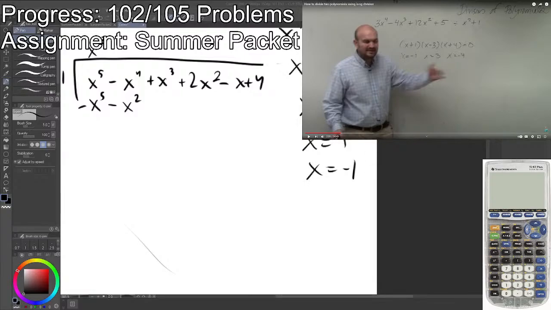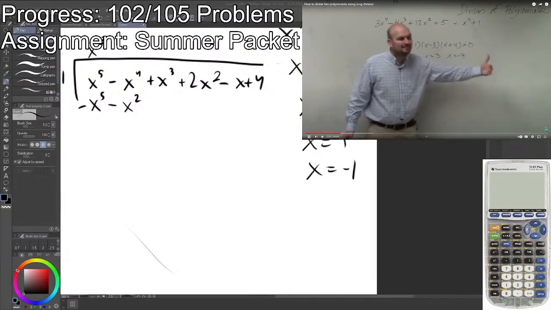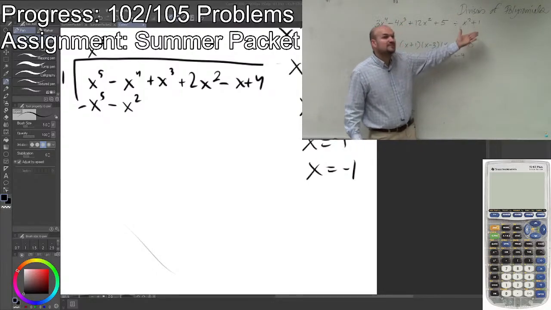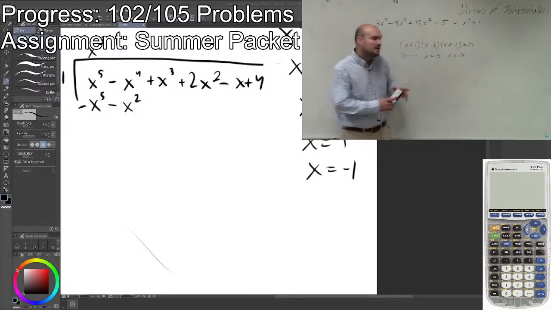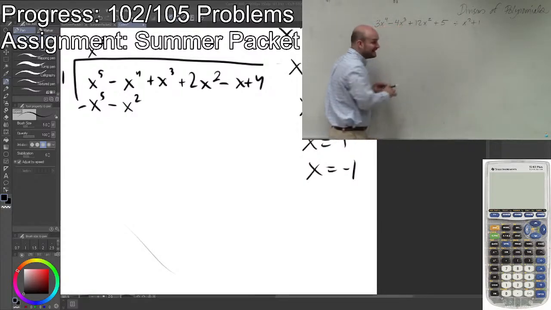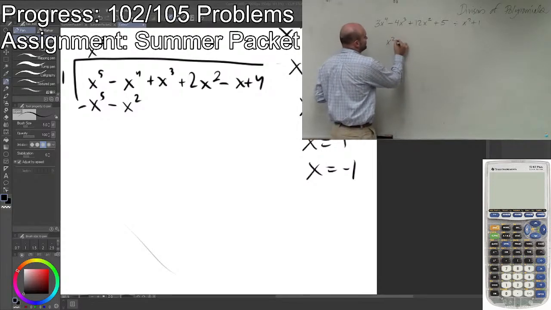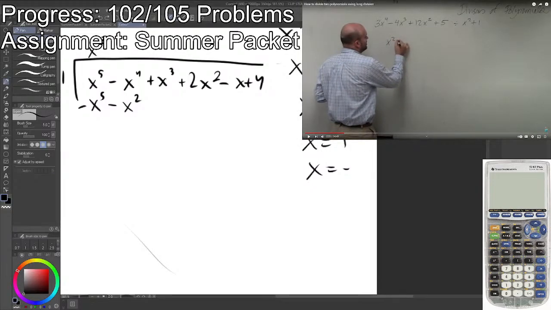I'm getting a little ahead of myself, but I just want you guys to understand that if this is a factor, you can find the zeros from that. But before we get to that, we want to understand, is this first a factor? So we're going to set it up using long division.